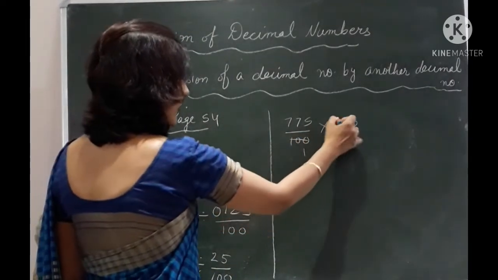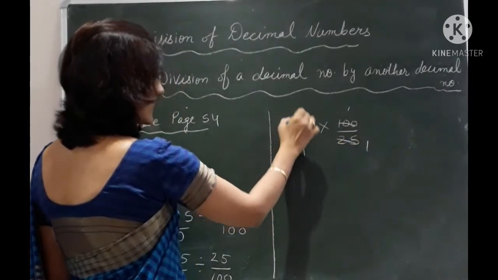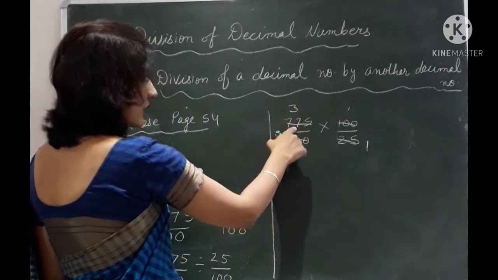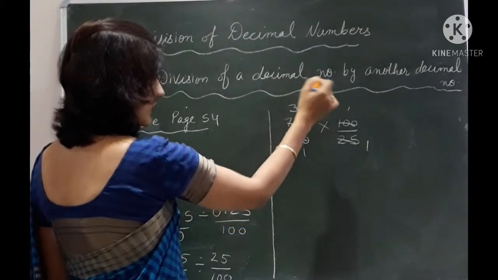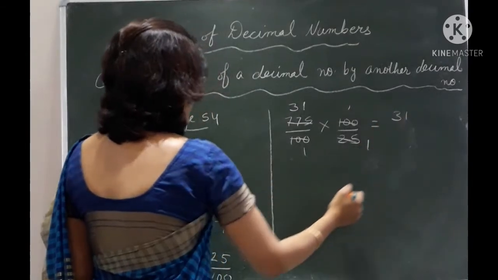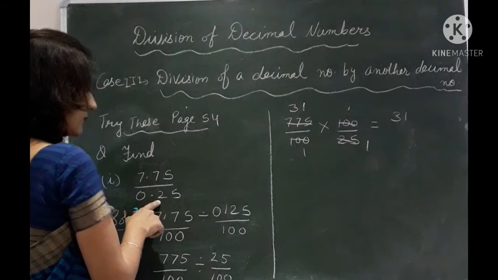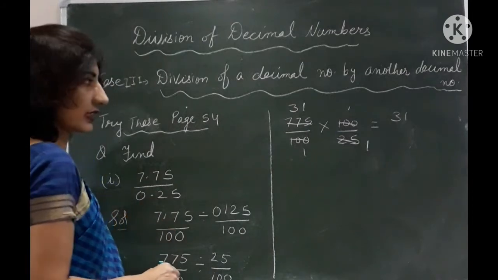You can see this 100 and this 100 will cancel. 25 ones are 25, and here 25 threes are 75, then again 25, 25 ones are 25. So 31 into 1, 31 upon 1, that is 31. So this way the division of a decimal number by a decimal number can be done.